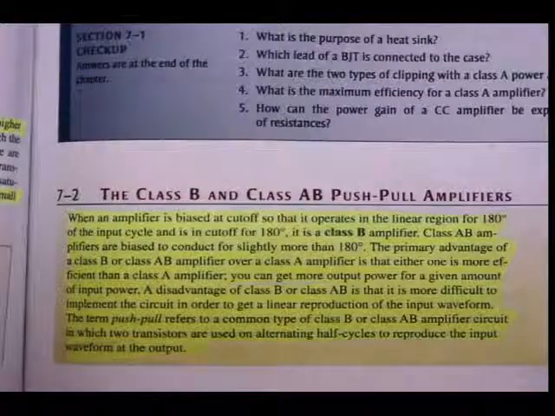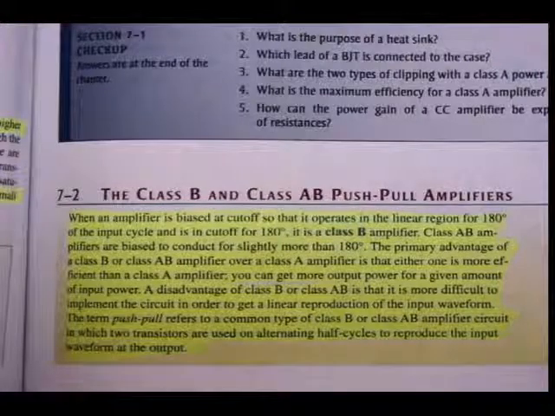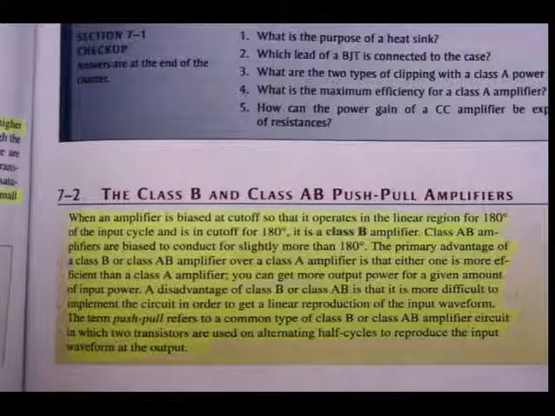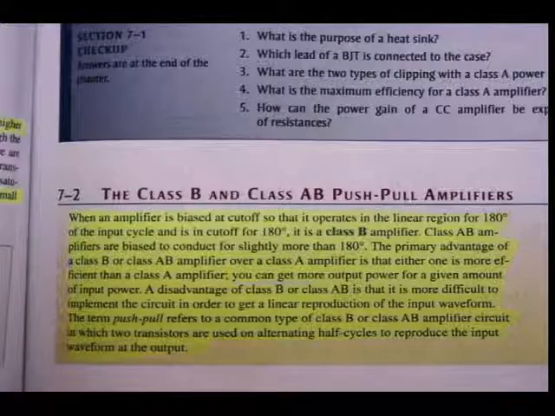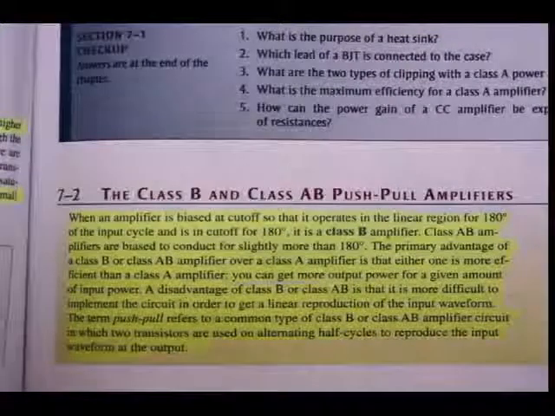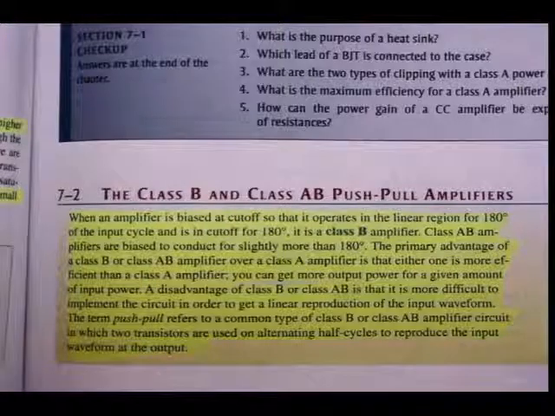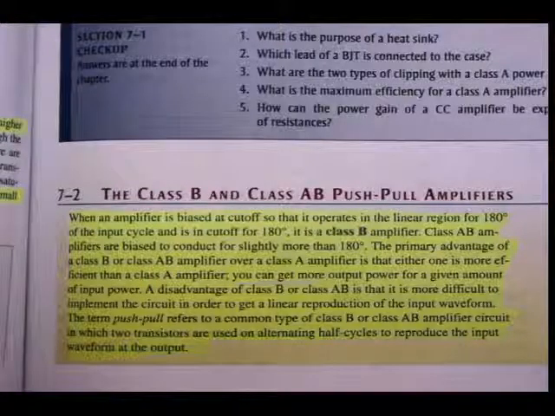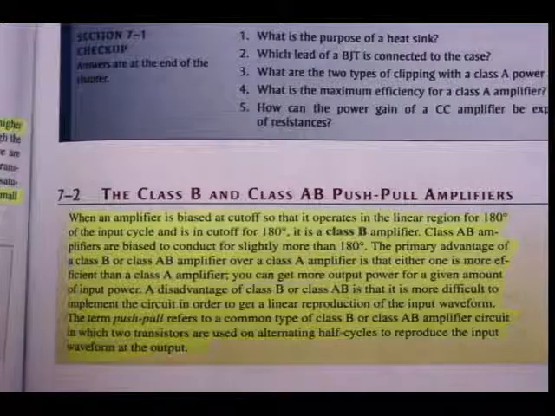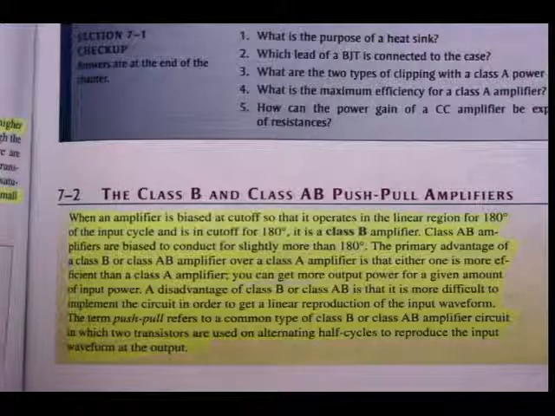The primary advantage of a class B or a class AB amplifier over a class A amplifier is that either one is more efficient than a class A amplifier. Remember, class A amplifier has a maximum efficiency of 25%. You can get more output power for a given amount of input power.